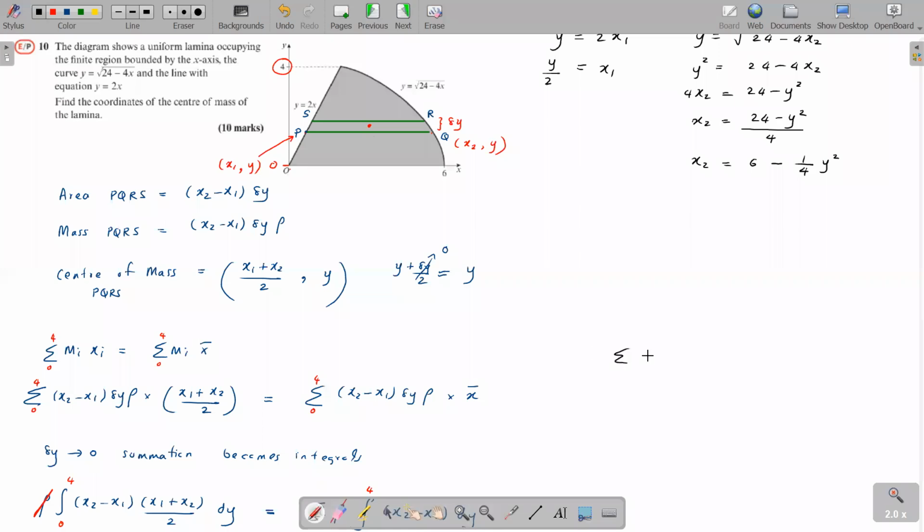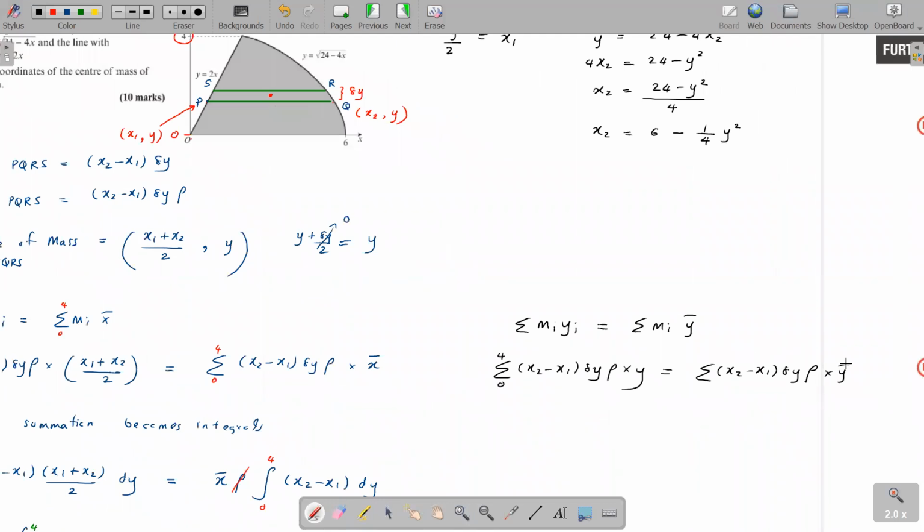So we go for sigma mi yi equals total mass, which is sigma mi, into y bar. All right, guys. So same theory again, limit 0 to 4. Mass is x2 minus x1 delta y rho. And the y coordinate is simply y. Can you see? Because you have to multiply by the y coordinate. So not only the mass multiplied by y. The y coordinate equals total mass is sigma, just the mass, x2 minus x1 delta y times rho, right? That's only the mass. And then multiply the mass with y bar. Don't forget the y bar.